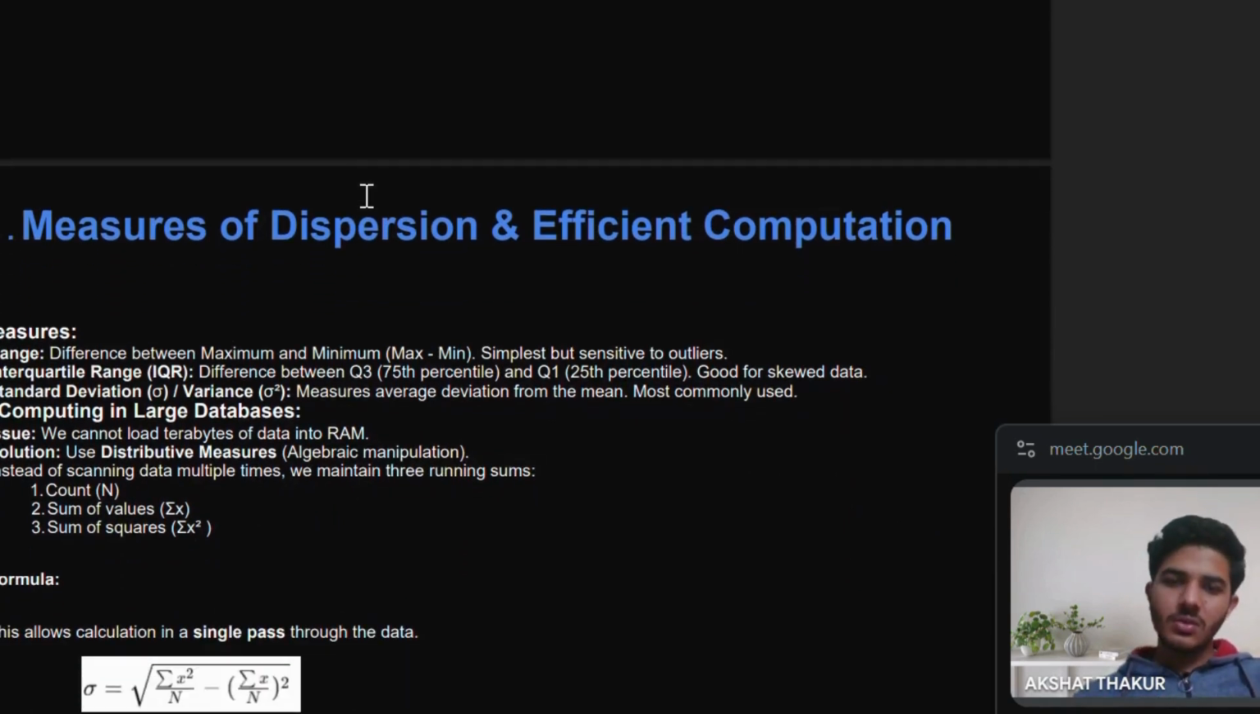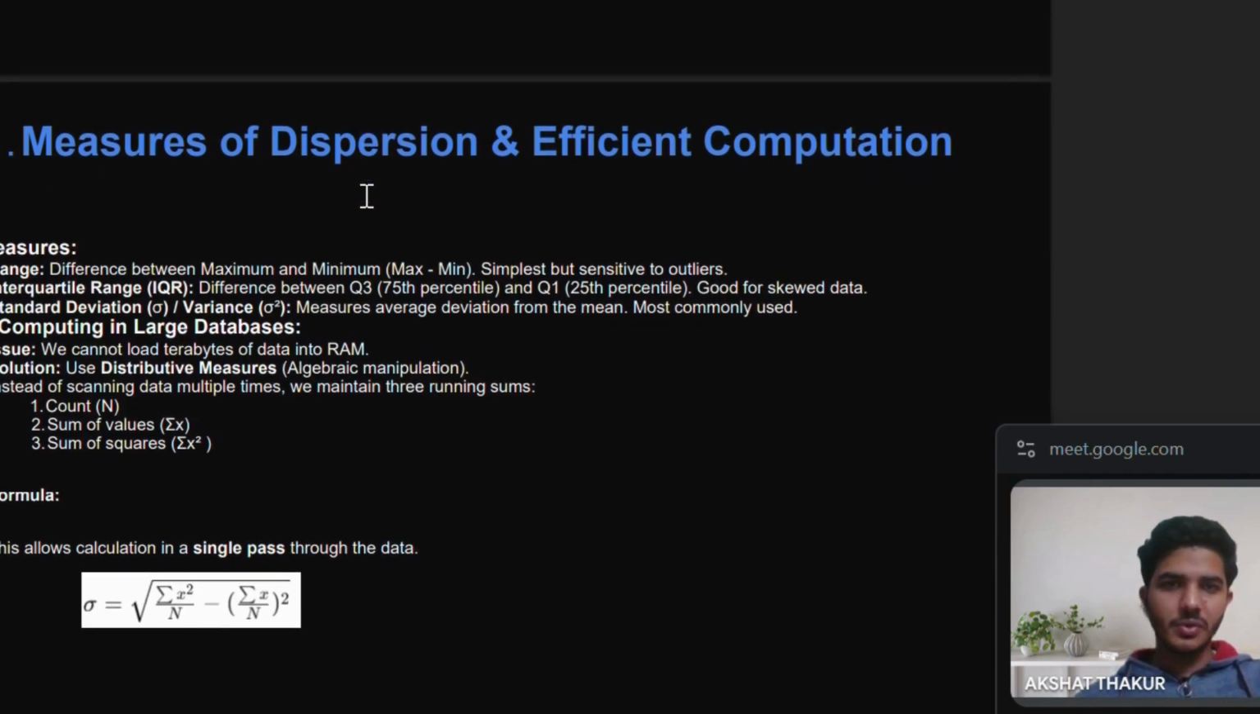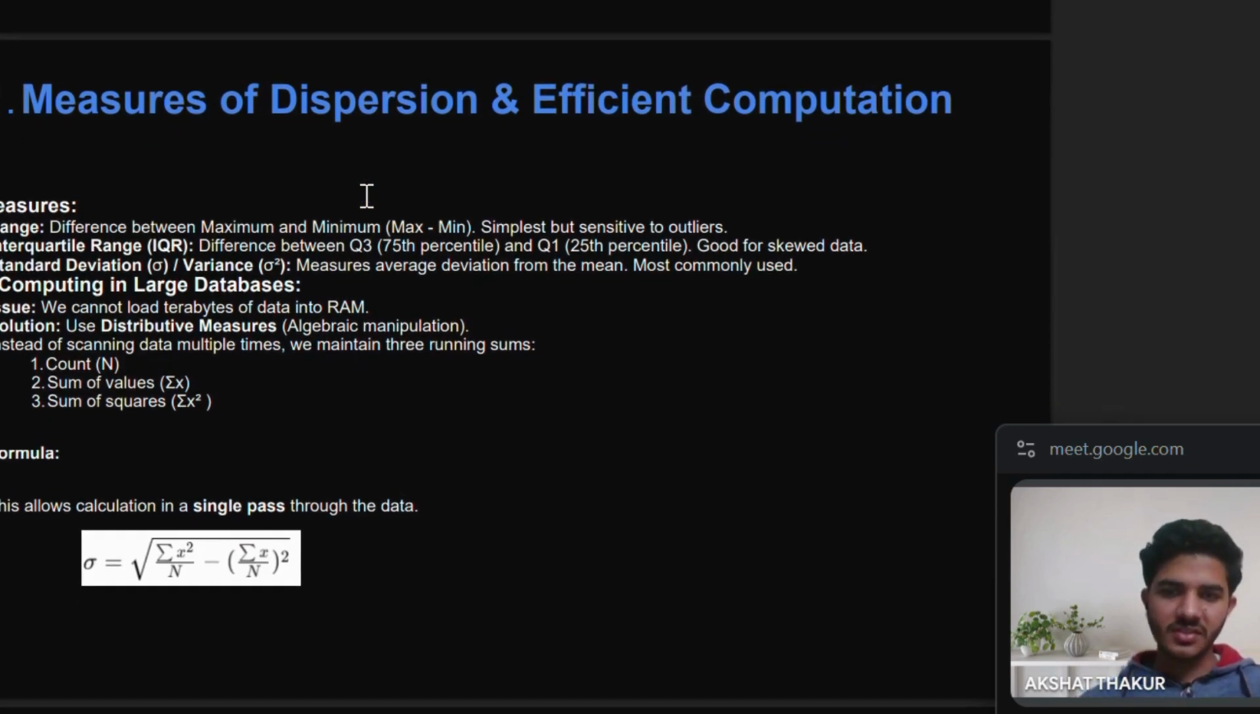So measures of dispersion and efficient computation. What are the measures? First is range: the difference between maximum and minimum is called range. Second is interquartile range, IQR: the difference between the third quartile and the first quartile is called IQR. Standard deviation or variance measures average deviation from the mean, most commonly used. Okay, so this is the favorite of data science.